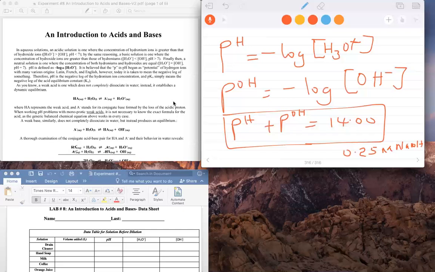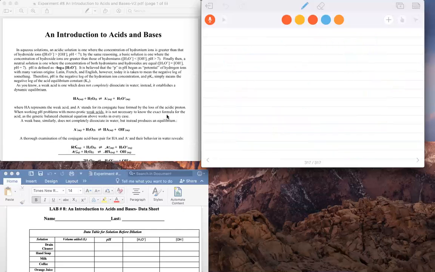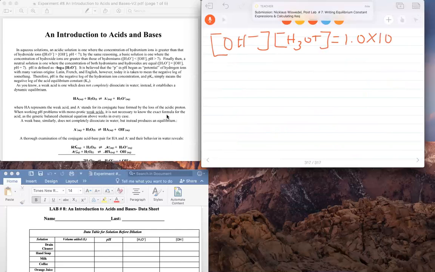And there is this relationship between the hydroxide concentration and hydronium concentration at room temperature. That means at 25 degrees Celsius, the product of hydronium concentration and hydroxide concentration equals 1.0 times 10 raised to negative 14. You have to know this relationship as well, so that you can use it to find the pH.